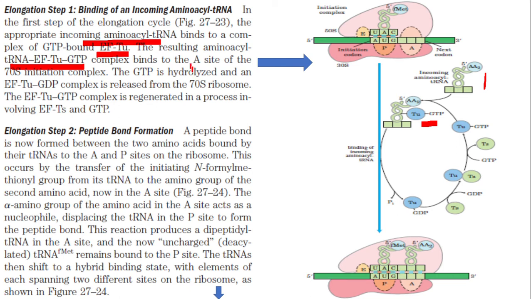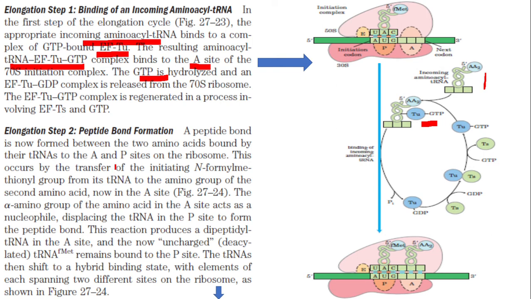bind to the A site. So in the A site, what is there? There is the tRNA carrying an amino acid, there is the elongation factor Tu, and also there is the GTP. And the GTP is hydrolyzed, and the EF-Tu–GDP complex is released from the 70S ribosome, and this GTP is regenerated later. Now you see everything is going out.